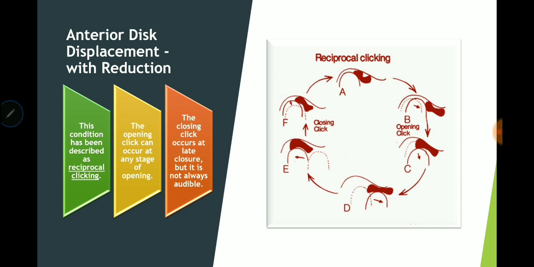All right, anterior disc displacement. The opening click, when somebody opens and you hear a click, can occur at any stage of the opening. It's not just during the hinge, but you can also have it in the rotation and translation movement. The closing click occurs at late closure, but it is not always audible. So you have to keep it in mind. Make sure you look at this reciprocal clicking. There's A here, and then B, and then C, and you're here at D and E. Still the articular disc is okay, and then here you have the disc which is a little bit anterior to the condyle, so you're going to have some clicking when you open.